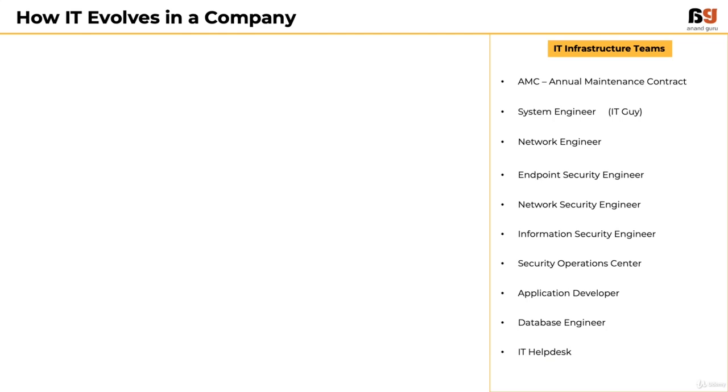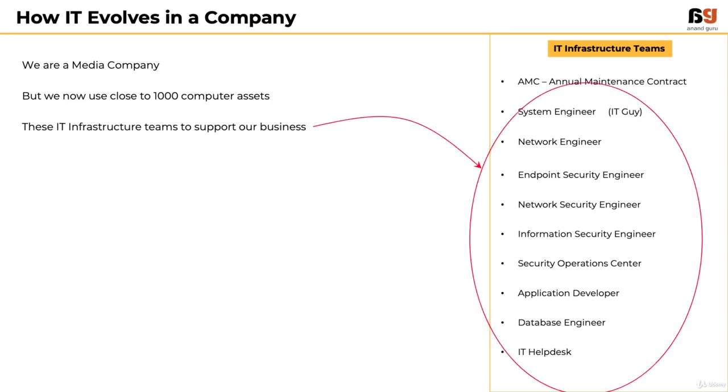Wow, we have come a long way. Let's look back at our journey. We are a media company, not an IT company at all. But we now use more than 1,000 computer assets and have so many IT teams to support our business. It is important to note that these teams do not generate direct revenue, because for an ad agency like ours, it's the sales team and the creative team that generate revenue. But these teams cannot function without information technology. So indirectly, IT is contributing to the revenue.